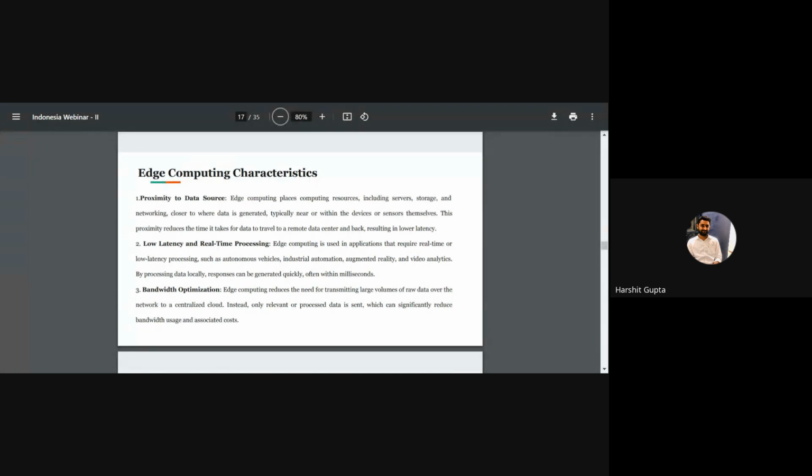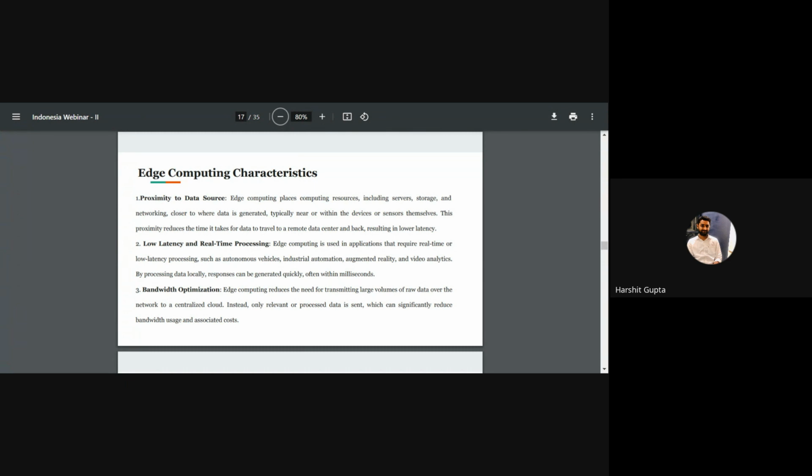So see, first, what are the characteristics of edge computing, or we can simply ask what edge computing is. Instead of mainly focusing on the characteristics, we will try to grasp what this technology is. Here it is proximity to data. Edge computing places computing resources, which includes servers, storage, and network, closer to the devices where data is generated, typically near or within the devices or sensors themselves.